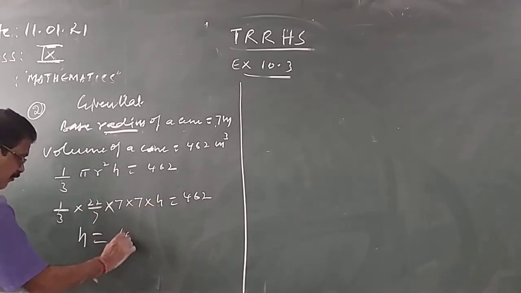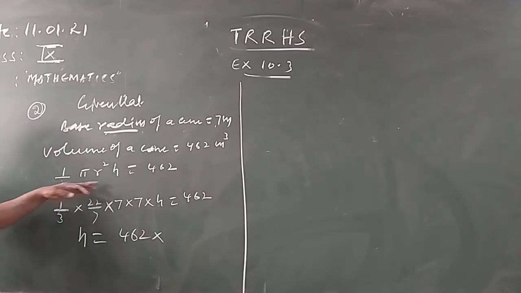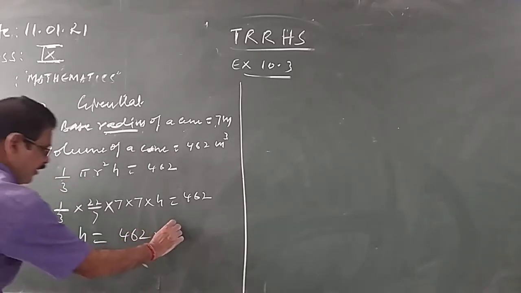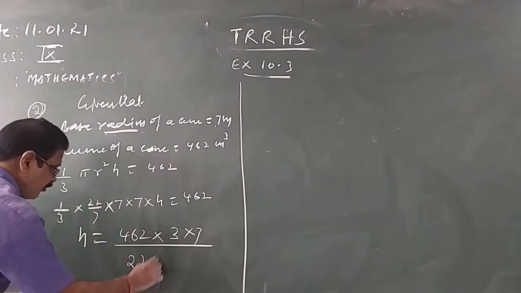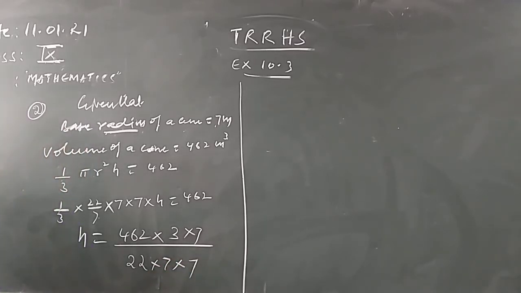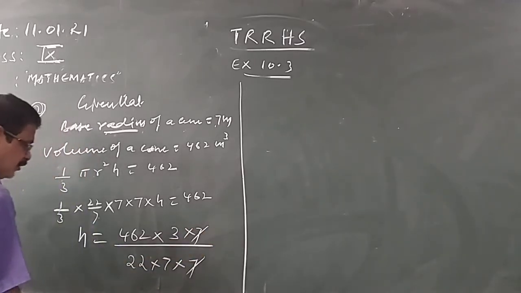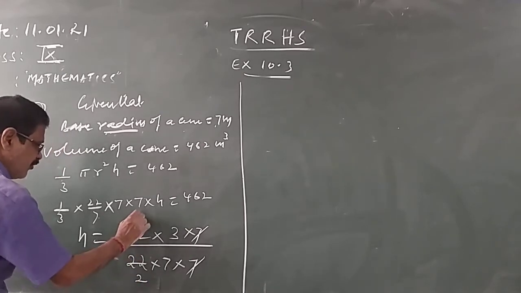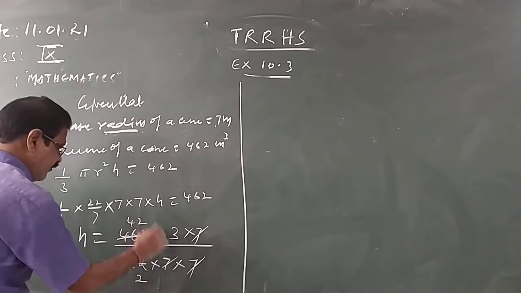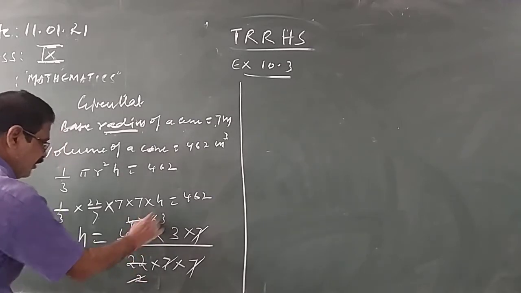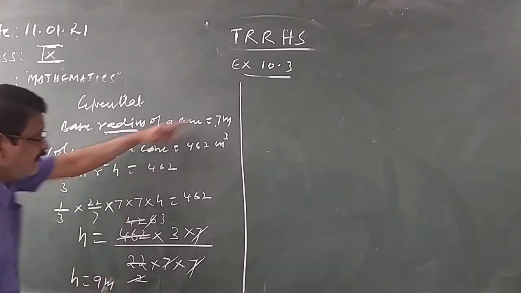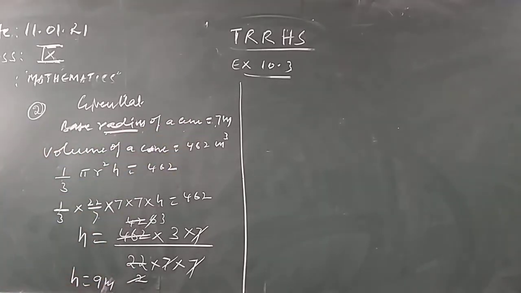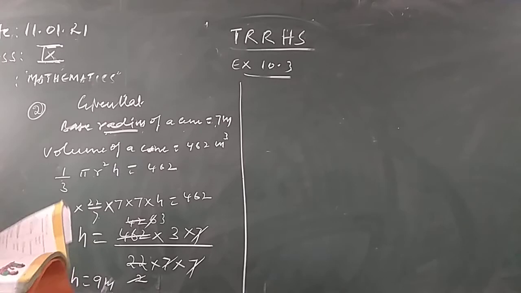h is equal to 462, the numerator becomes denominator, the denominator becomes numerator, into 3 into 7 by 22 into 7 into 7. So 7 and 7 cancel. Now 11 2s are 22, 11 4s are 44, 11 2s are 22. 7 6s are 42, 2 1s are 2, 2 6s are 12. h is equal to 9 meters. The height of the cone is how much? 9 meters. I hope you clearly understood the second problem.